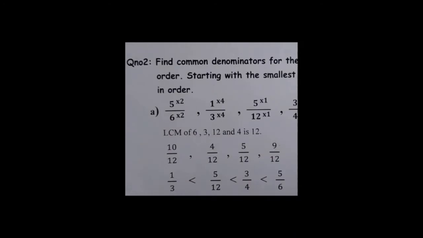Okay students, it's page number 22, exercise number 2. In this exercise we have to find the common denominators for these fractions and write them in order starting with the smallest. Then write the original fractions in order.